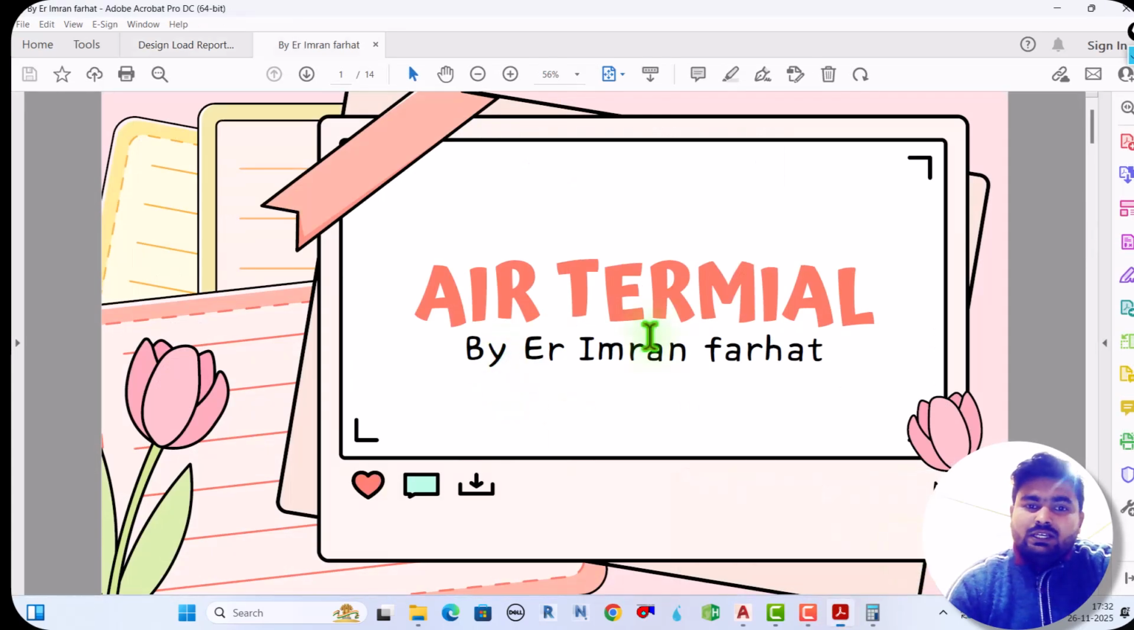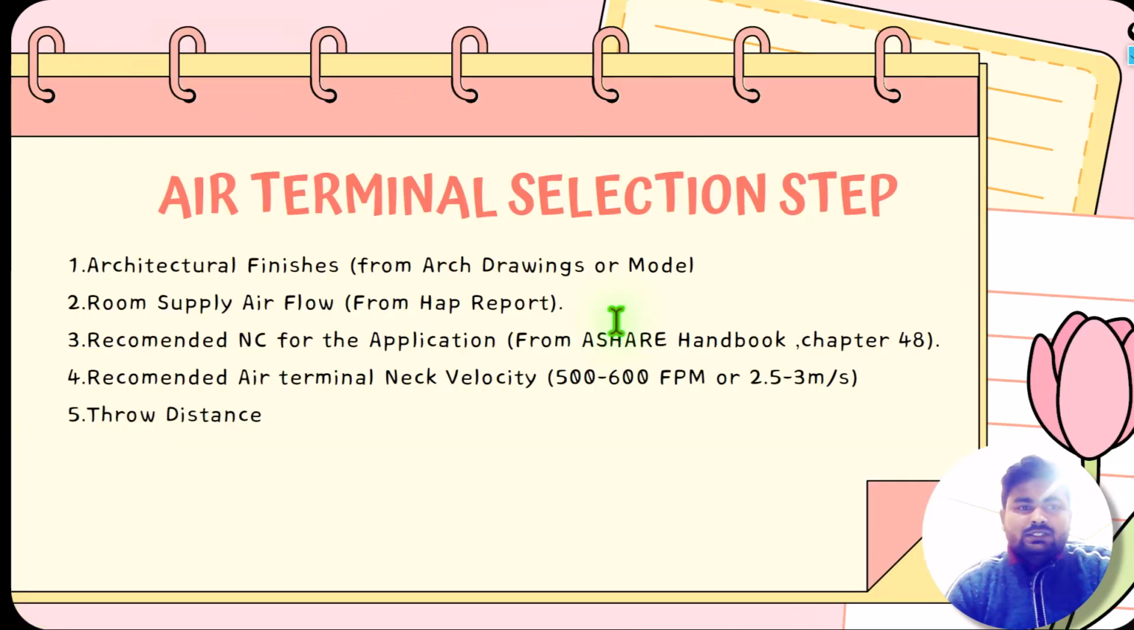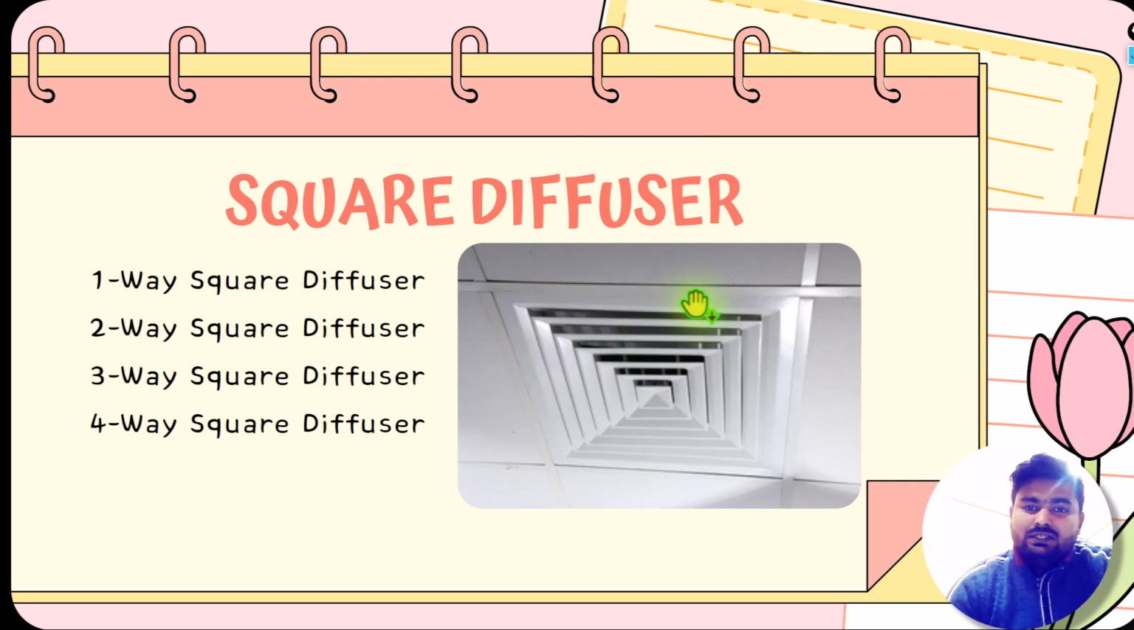So see, this is my lecture, air terminal selection steps. First, I have to check the architectural finishes. Okay, from where? From the architectural drawing or model. This is very important for selecting the air terminal.